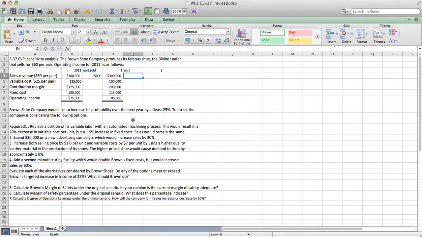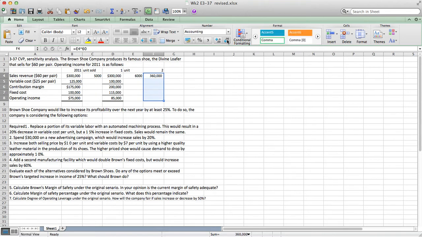Actually, if we read through this, it says that sales are going to increase by 20%, right? Sales will increase by 20%. So we want to take the units that we calculated and increase that by 20%. So we're going to multiply that times 1.2, and that'll give us the new anticipated units. If we take the 6,000 units and multiply them by the $60 selling price, we will then get a new calculation for our sales based on that increase in volume.